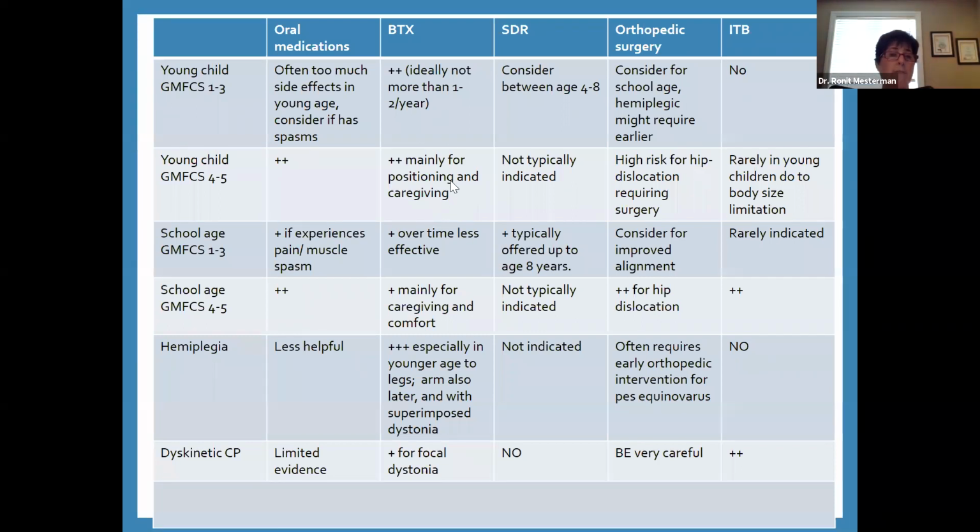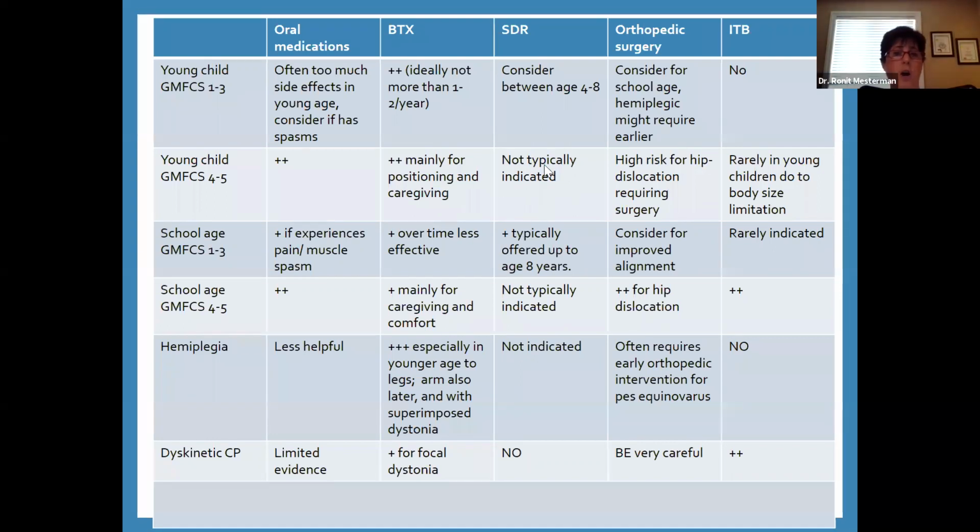Botulinum toxin is definitely, in my opinion, has a place. There's actually very little literature specific for GMFCS level 4s and 5s, but for positioning and caregiving. But I often find these children are a little bit older, so not the very young, they're not the 2 and 3-year-olds like the level 1 to 3, but the older they get, we start seeing the tone ramp up. Often in the initial phase, the parents will say that they can still handle, they can still diaper, they can still dress, but then often over time, this becomes more challenging.